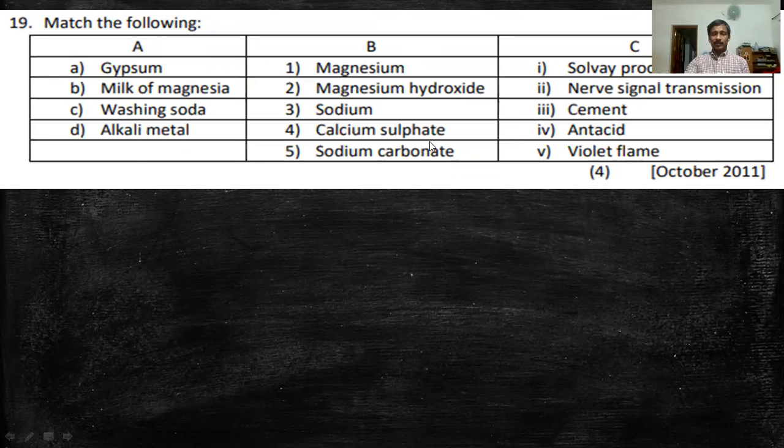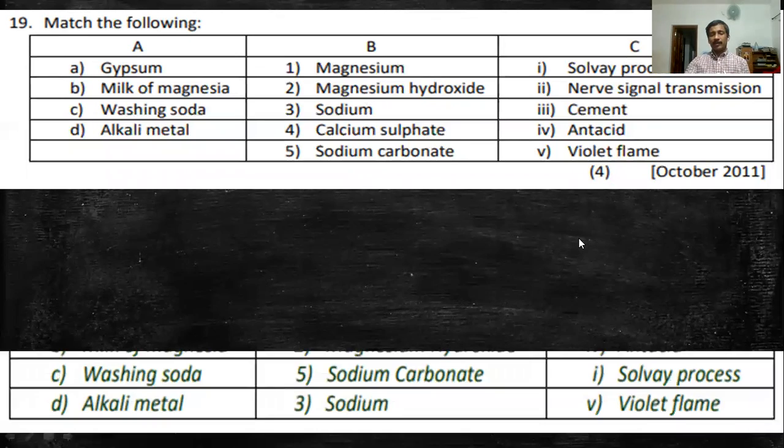Gypsum. What is gypsum? Calcium sulfate. That is present in cement. Milk of magnesia. The main component is magnesium hydroxide, and that is used as an antacid. Washing soda, sodium carbonate, produced by the Solvay process. Alkali metal sodium, which has a violet flame.